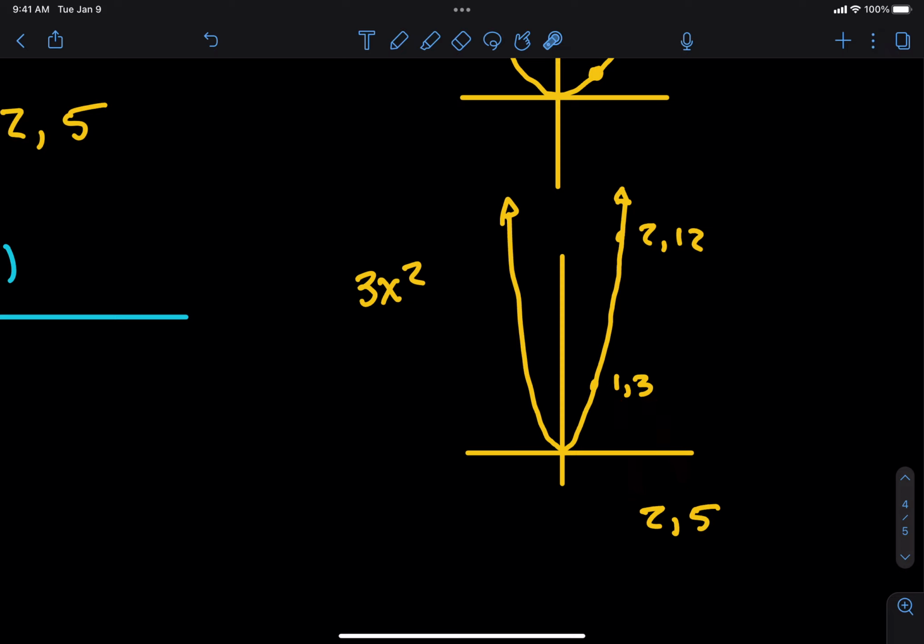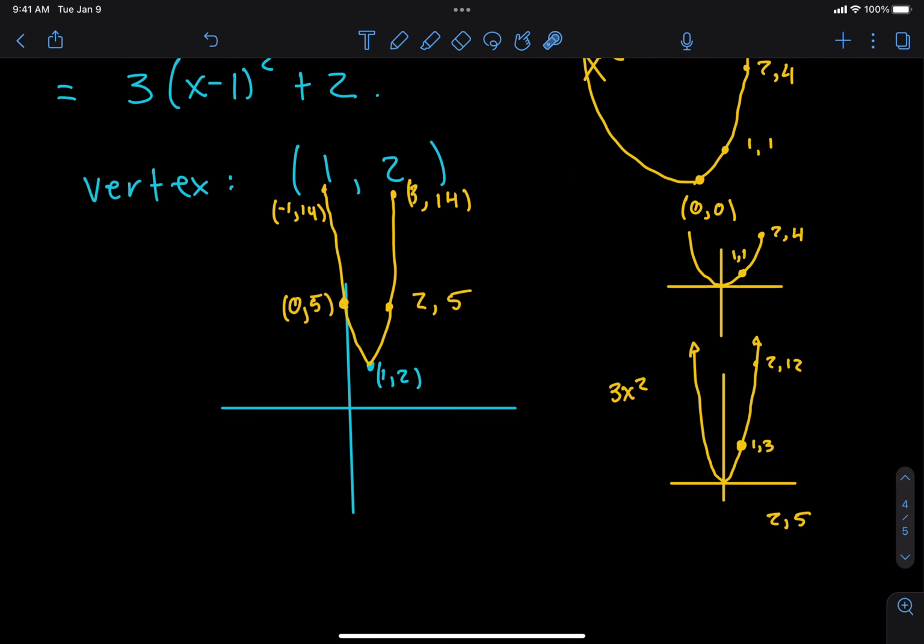So this point is the point 1 comma 3. Its analog on this graph is the point 2 comma 5. And what should be the same about these two graphs is the shape of the graph, i.e. what is the distance between this point, the vertex, and the new point should be the same on both of these graphs, because the one is just the other but moved to the right and up. So we didn't do any further stretching. Does that make sense? Yeah.